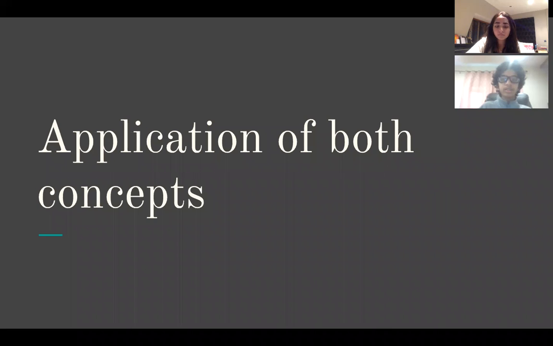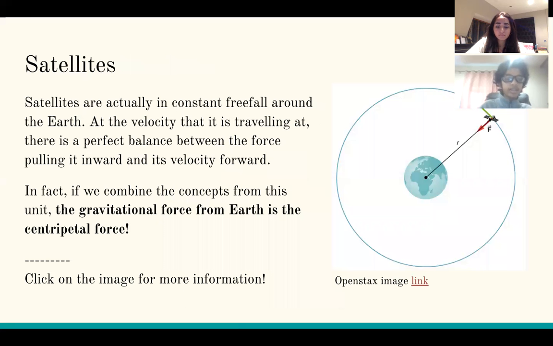But now we're going to go to some applications of both of these concepts and why they're frequently tested as kind of one big unit on the AP. And so the first one is satellites. And this is what we just kind of hinted at in the previous practice problem.